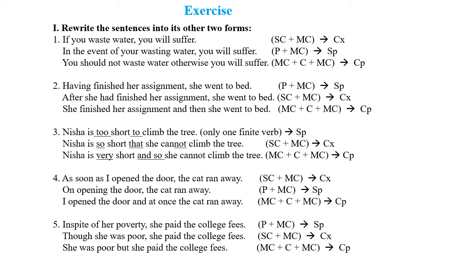Nisha is so short that she cannot climb the tree. Nisha is very short and so she cannot climb the tree. Too, so that not, very and so.